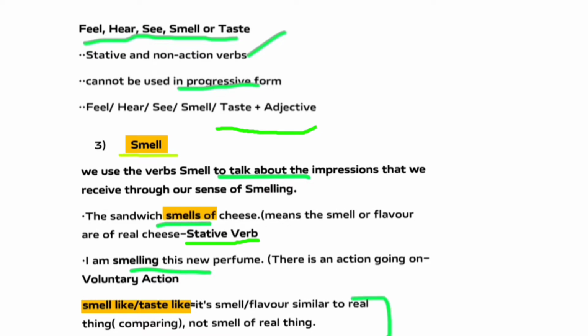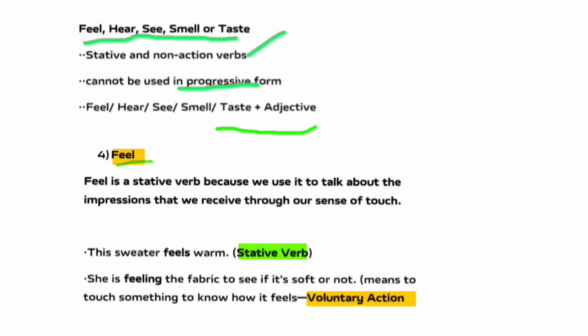And when we say smell like or taste like, it gives a totally different meaning, which means it's a smell or flavor similar to the real thing. We are comparing the thing which we are talking about to the original thing, not a smell of the real thing. And the next verb is feel.